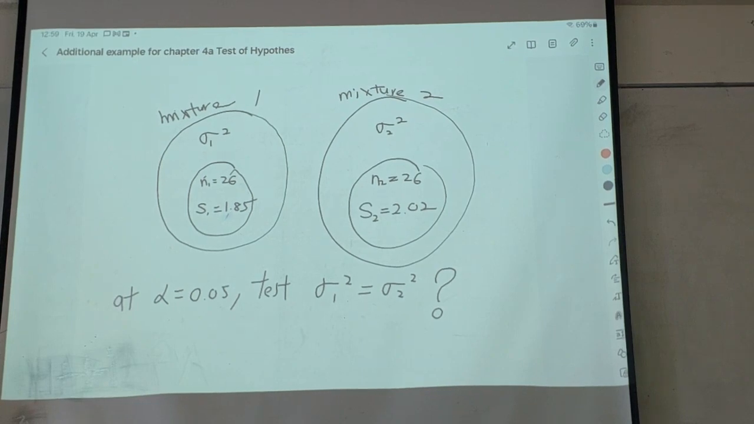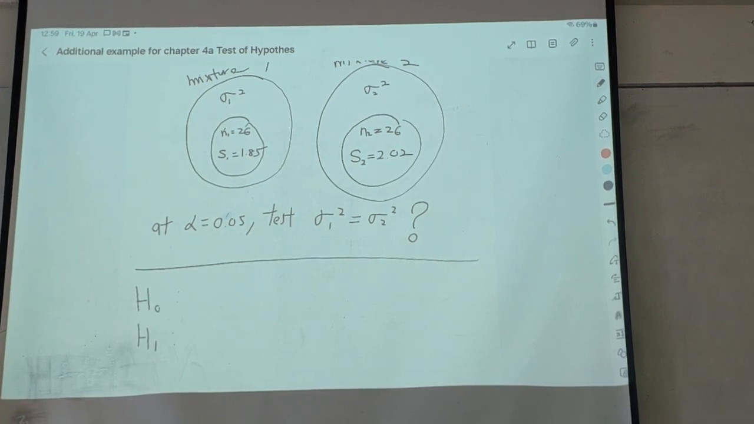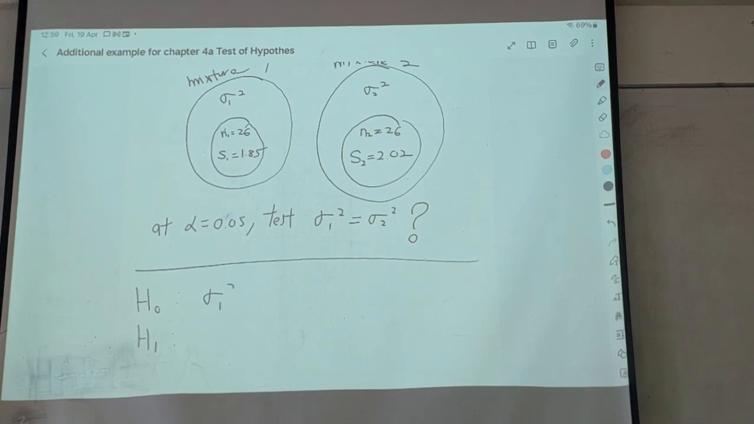Okay? So with this, you know that this is the hypothesis statement that we need to form. The first one, the null, they are the same. And the second one, the alternative, same or not, they are not the same. As simple as that.